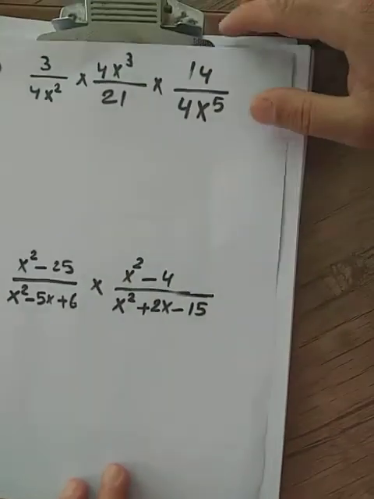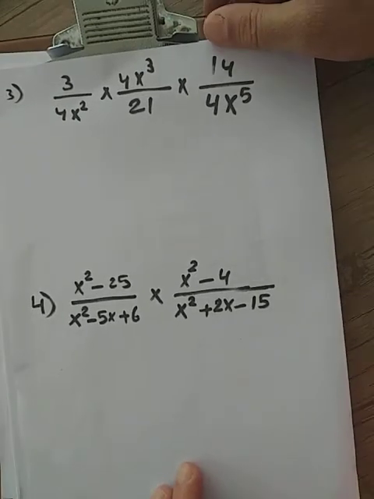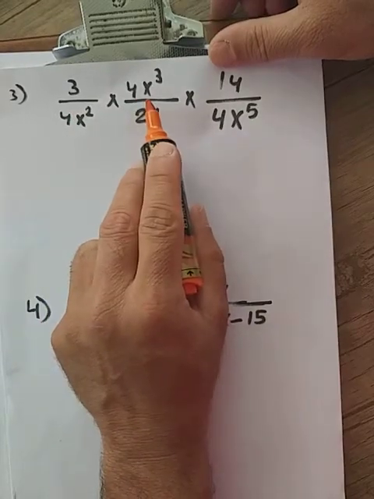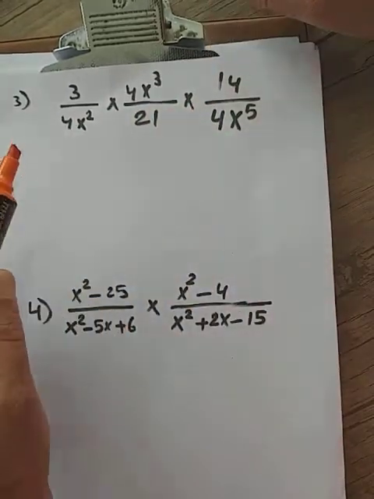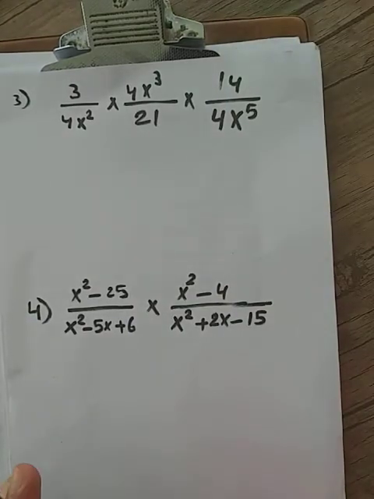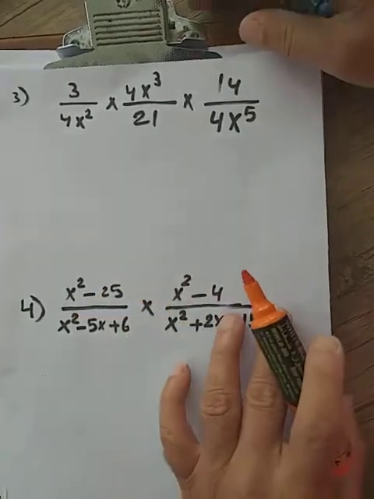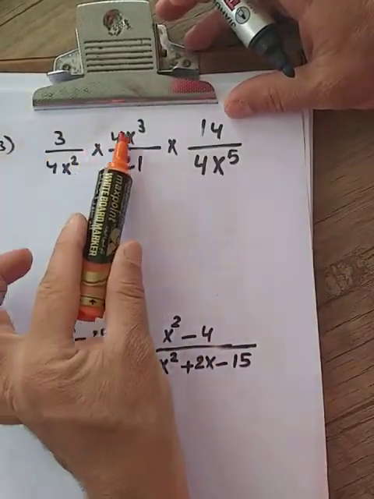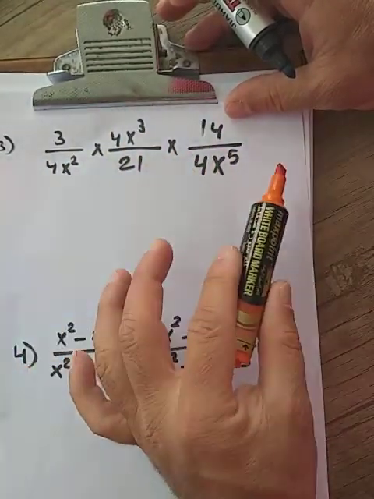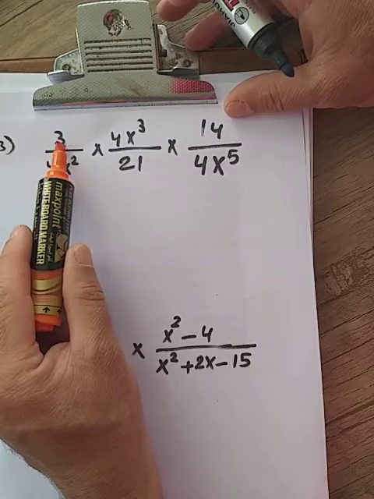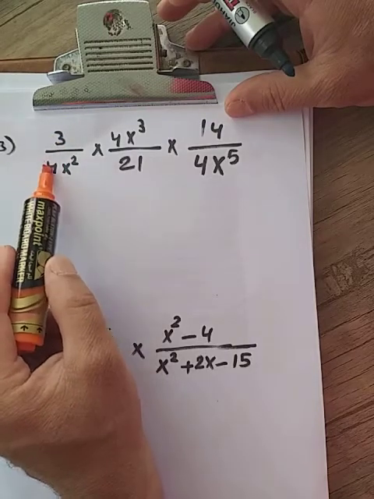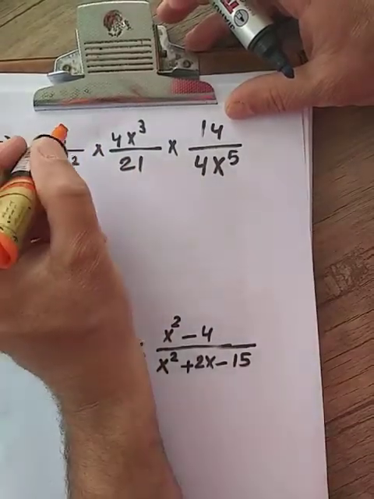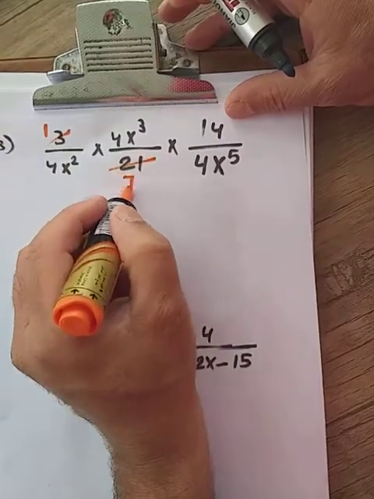Another example. Now we have multiplication. Multiply. This is a rational expression. Now let me multiply. Always start from left to right. Left: 3. Do you have 3 in the denominator? Yes, we can cancel 3 with this 21. 3 by 3 is 1, 21 by 3 is 7.